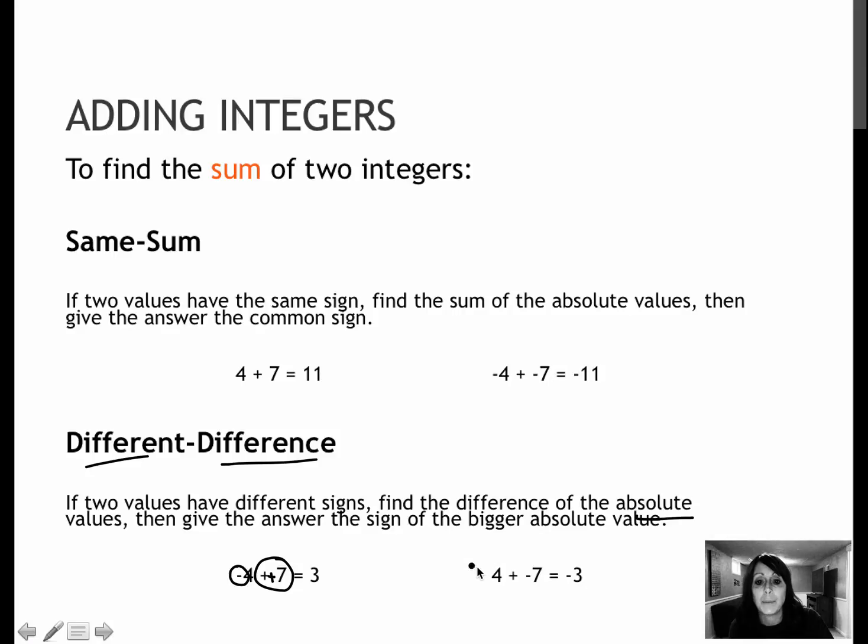In the second example, again, I have a positive 4 and a negative 7. Those are different signs, so I found the difference between 4 and 7, which was 3, and gave it the sign of the larger number, which in this case was negative. So my answer is negative 3.